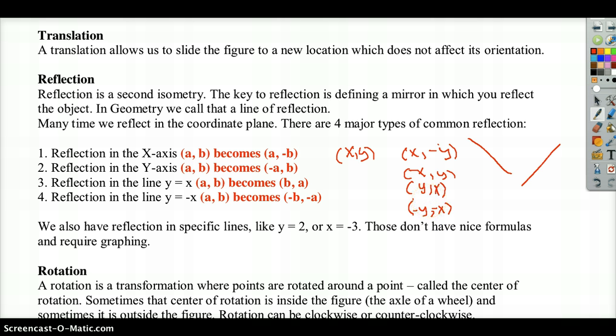All right. So again, as I said earlier, we can reflect in other equations like y equals 2 or x equals 3 or whatever the case may be, and you don't have the same formulas that we have, but you have to graph it and then move it according to your ordered pair.